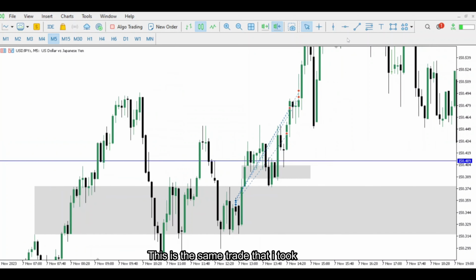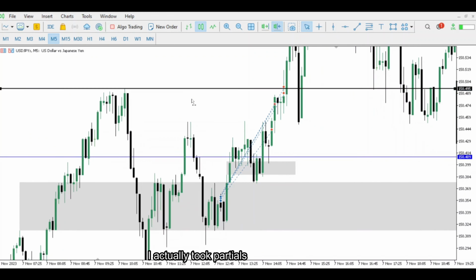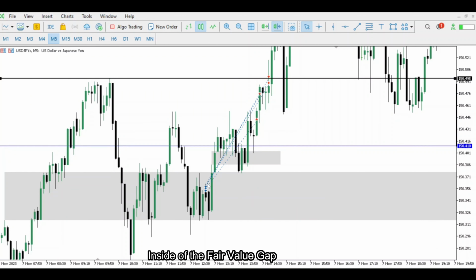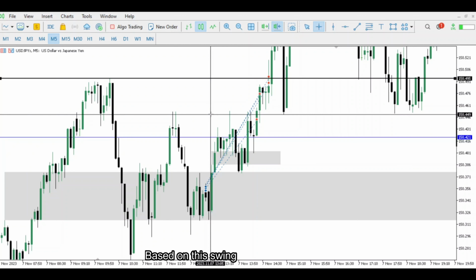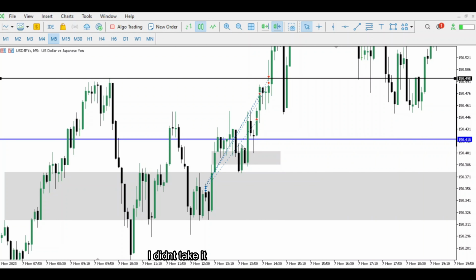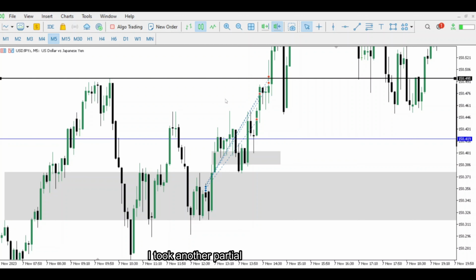This is the same trade I took. That was the buy side. I actually took partials along the way. That was the entry inside of the favorable gap. I took partials based on this swing. As you can see, we had a favorable gap for re-entry. I didn't take it. We had our first swing, which is where you take partials. As you got closer to the TP, I took another partial, and the final exit was at the buy side liquidity.